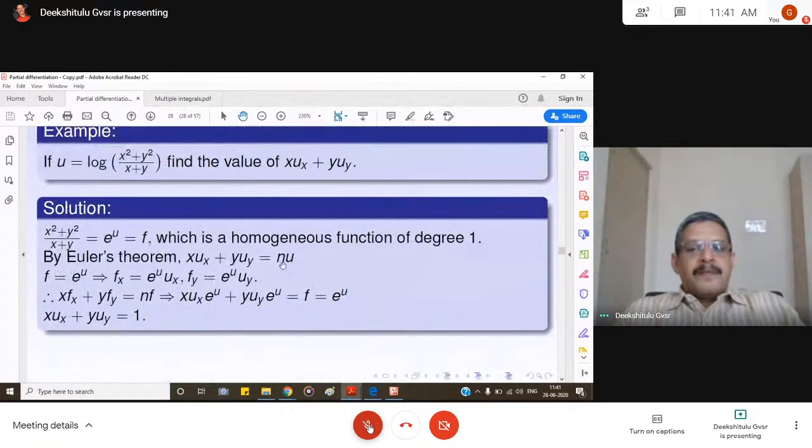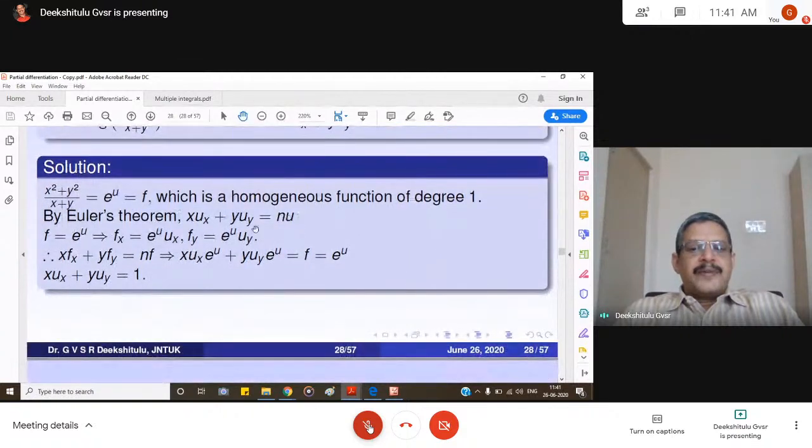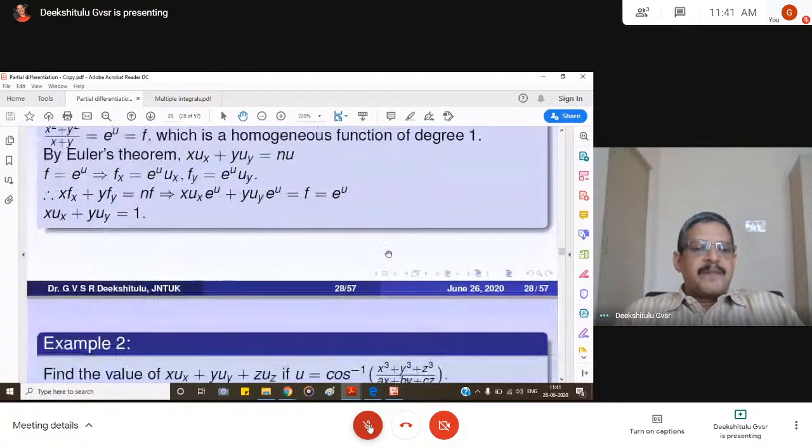Then what about n here? You can ask me what happens to n. What is n? Degree of the homogeneous function. What is the degree of the homogeneous function here? x square, if you take common, 1 plus y square by x square, divided by, if I take x here, x square by x, so x remains. So degree is 1. So here it should be n into f, but n is 1, so f is there.